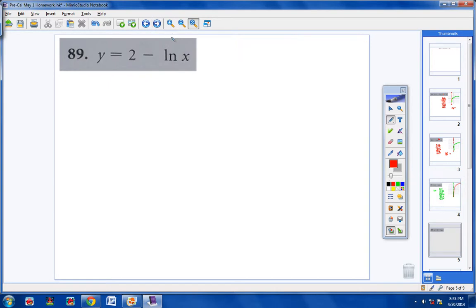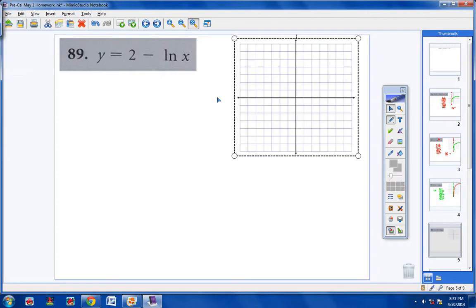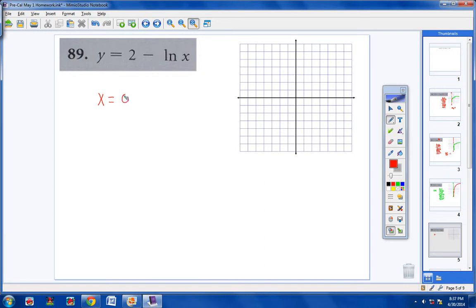Okay, number 89. Well, once again, we'd still do it the same way. We take our argument and we set it equal to 0. My argument is x, so x equals 0. So I do know that my vertical asymptote will be at 0. Now we have to decide whether the graph lies to the right or to the left. Well, it's obvious it's to the right.